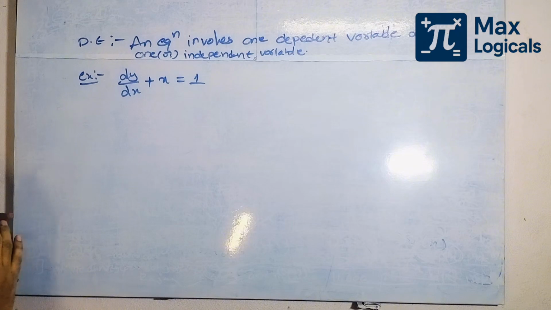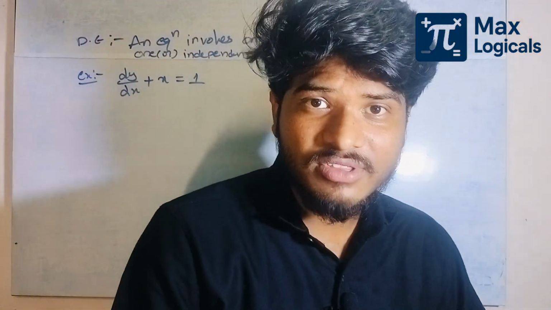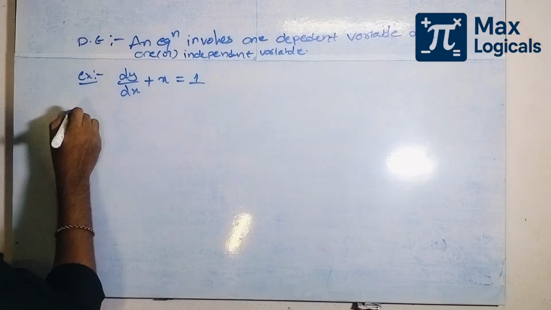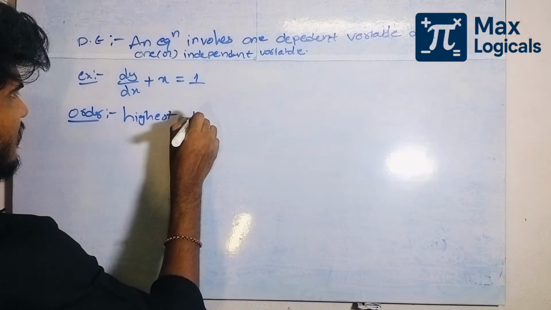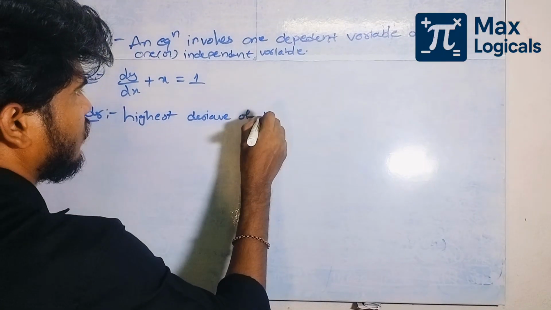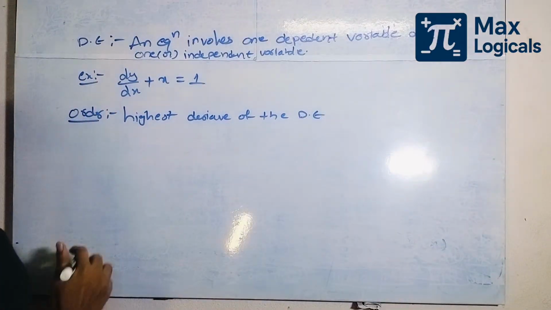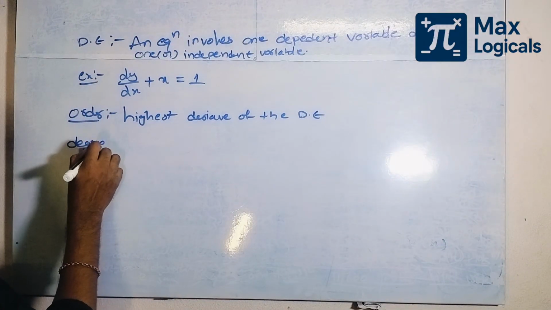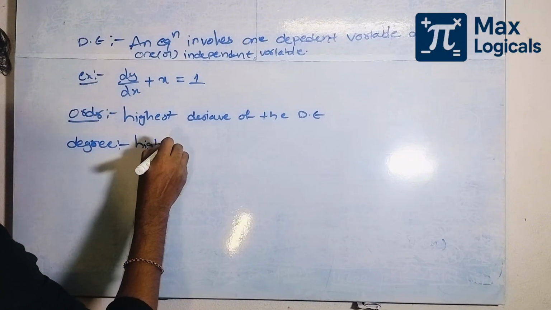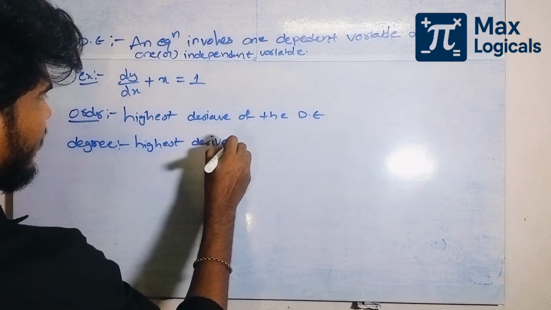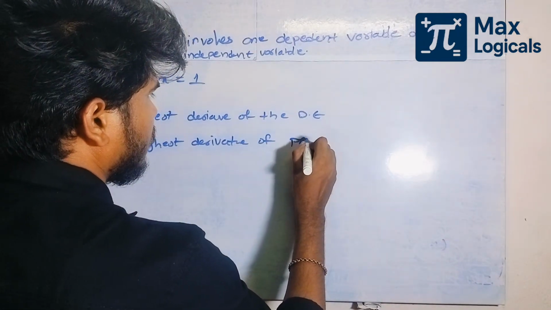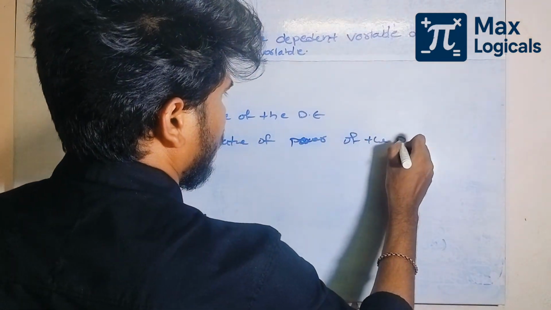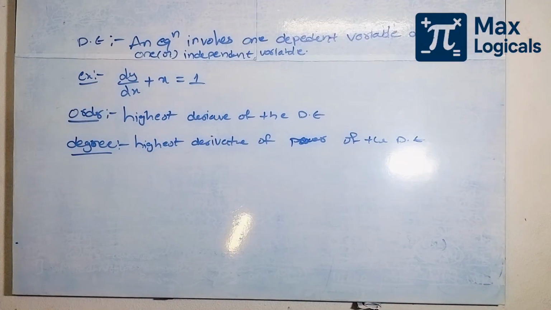Now what is the order of this equation? Let us discuss the order and the degree of this equation. The order means the highest derivative of the differential equation, and degree means the power of the highest derivative of the differential equation is called the degree of the differential equation.